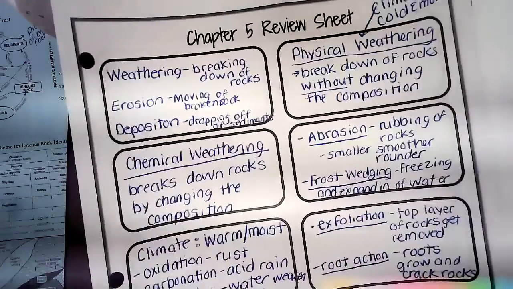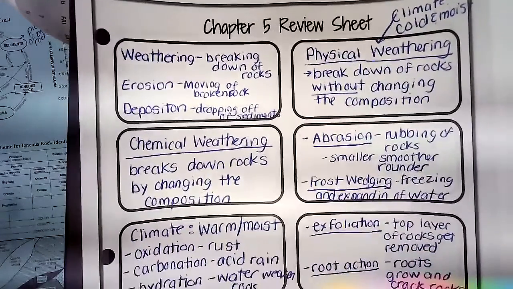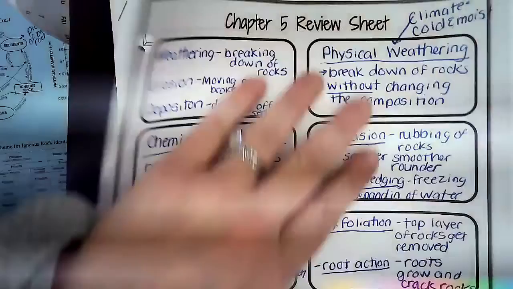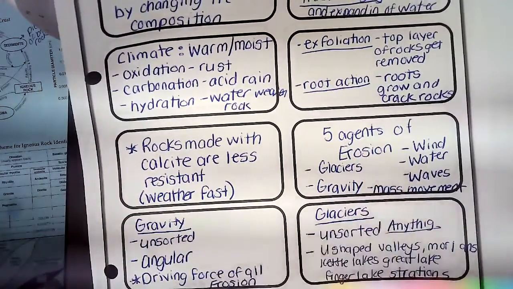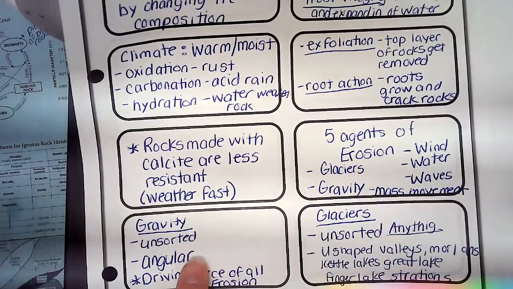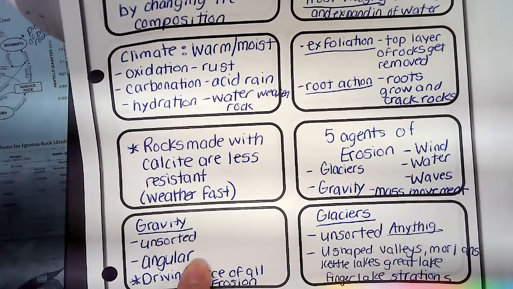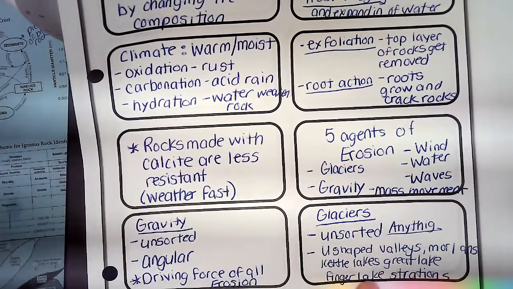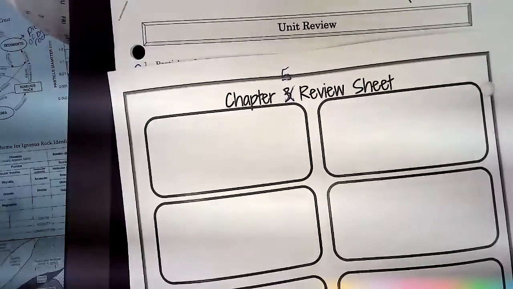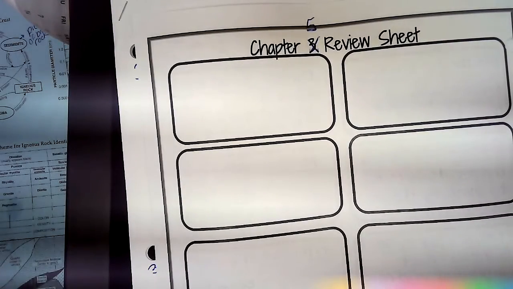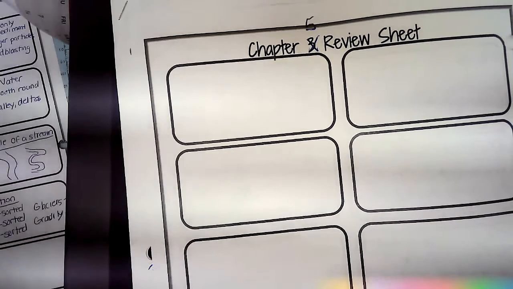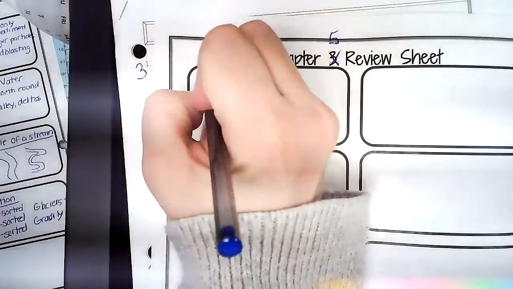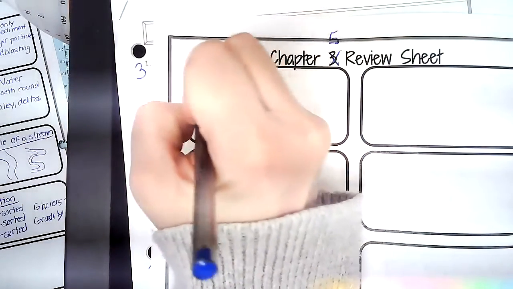All right, so we did these review sheets. We basically yesterday got through all of the stuff you needed to know for weathering. We named the 5 agents of erosion, and we named the keywords for gravity and a few of the keywords for glaciers. So now what we need to move on to is a few things you gotta know about the other agents of erosion. So let's start with wind.